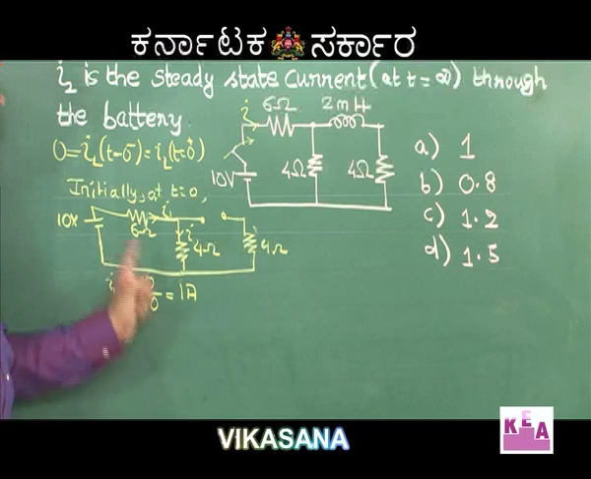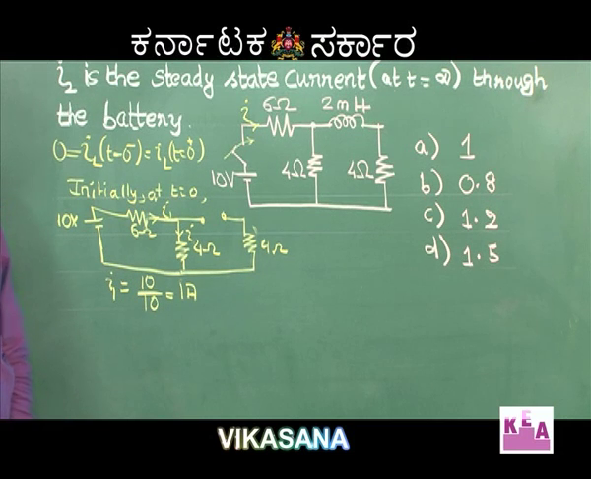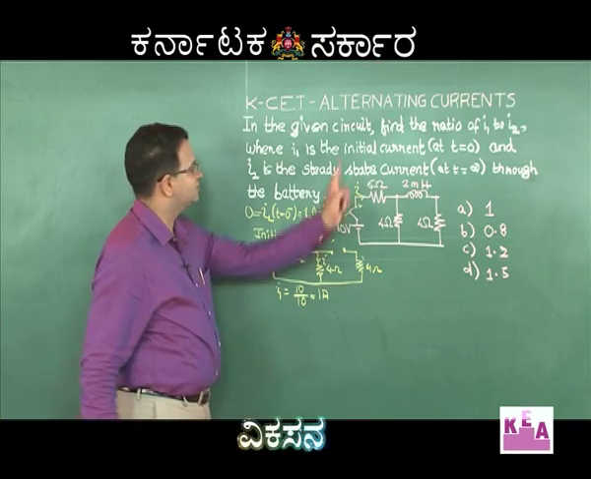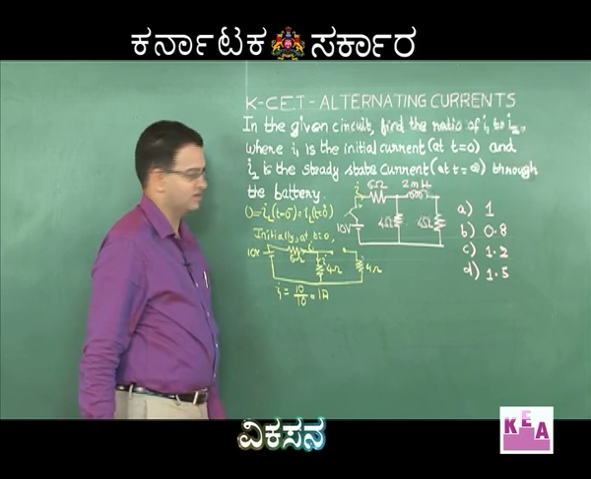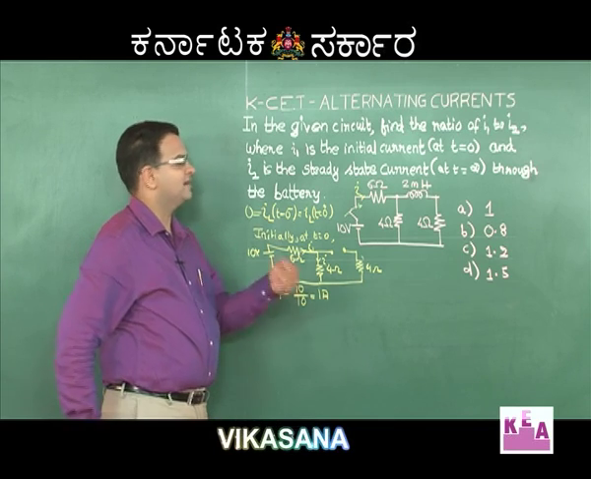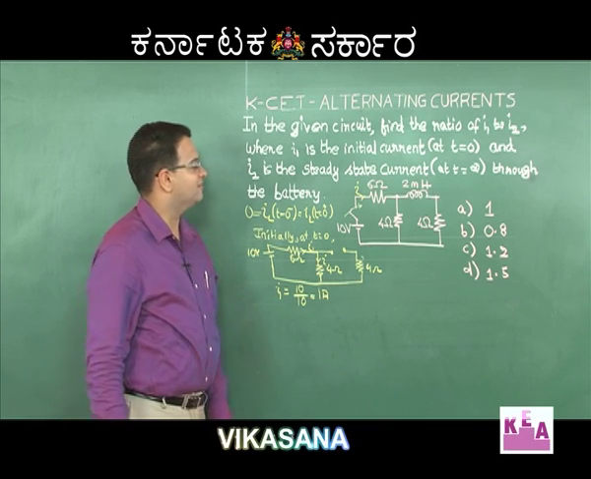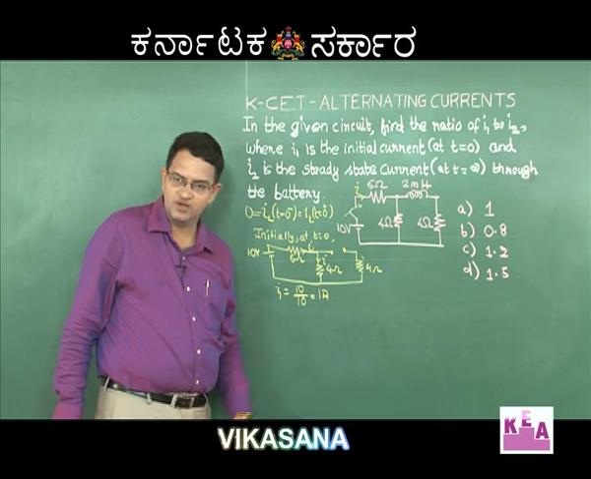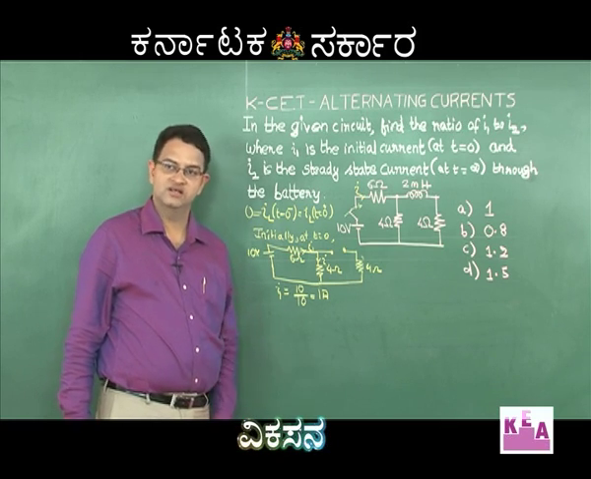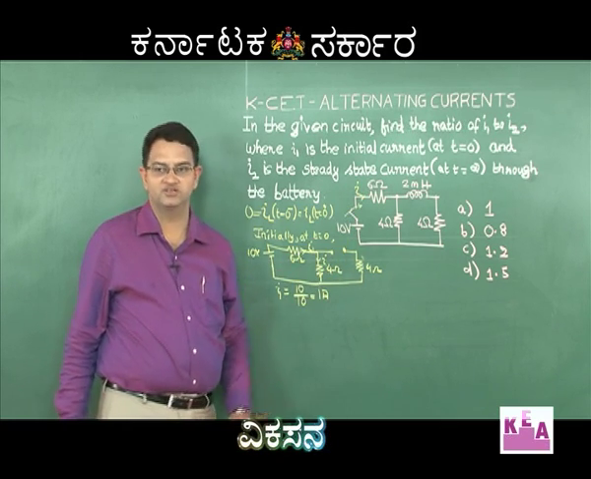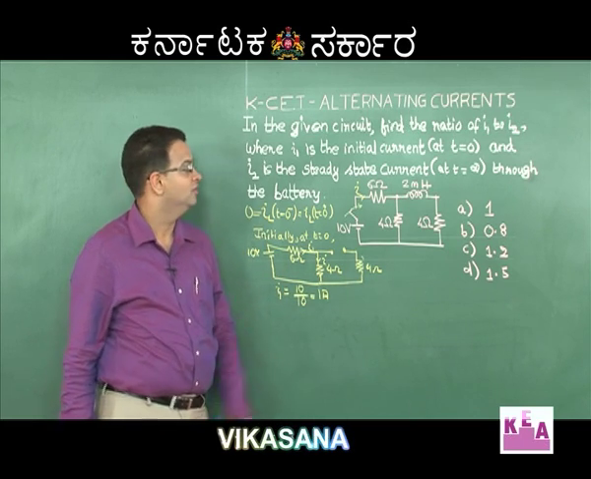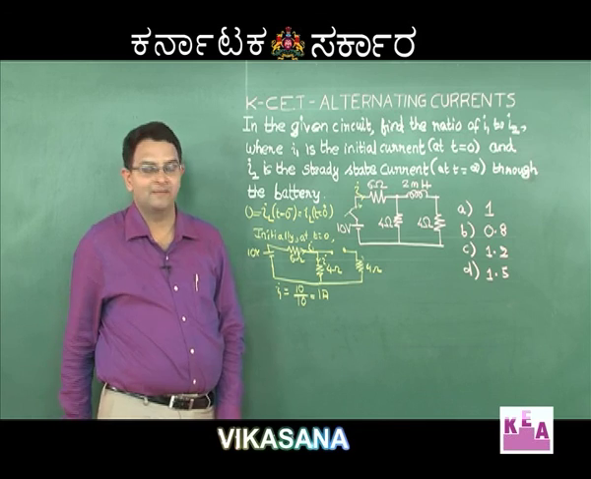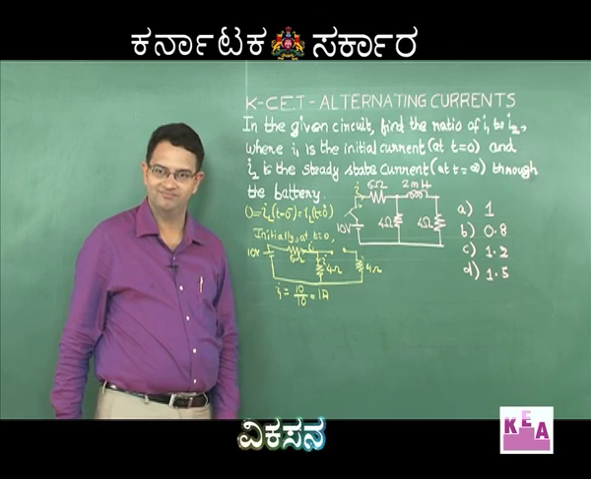That is the current in the initial state. Now let us go to the next part of the question, which is steady state current. When I say steady state, that means time has passed. As the time has passed, the current, as we know in an inductor, grows, and after time t is equal to infinity, which means the current has reached its maximum value, then the inductor will behave like a short circuit.